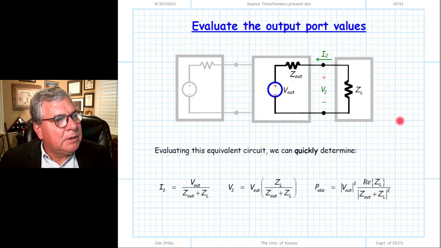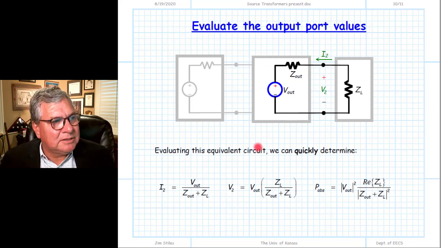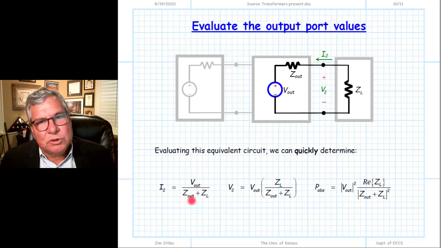So once we transform our original source into a new source, again, we simply cut the circuit into two pieces here and replace it with equivalent circuits on the left and right. Now we're back to our original source connected to a load, and it's simply evaluated with Ohm's law and voltage division for V2 and I2, and we get that result here very quickly. In this case, though, it's in terms of the transformed source, so it's in terms of V out and Z out.